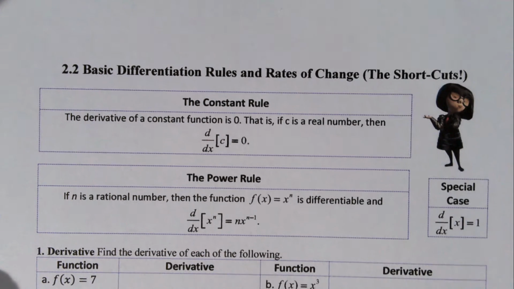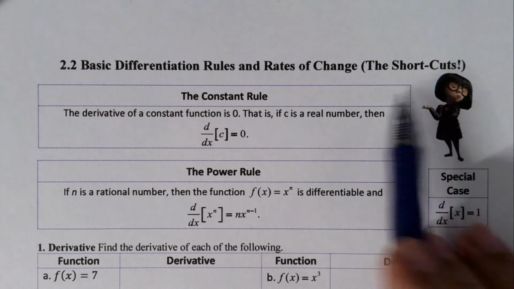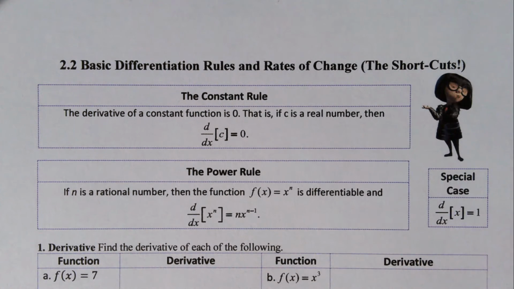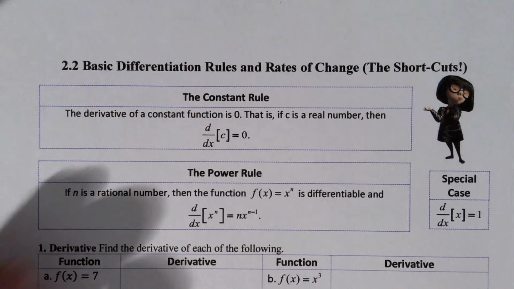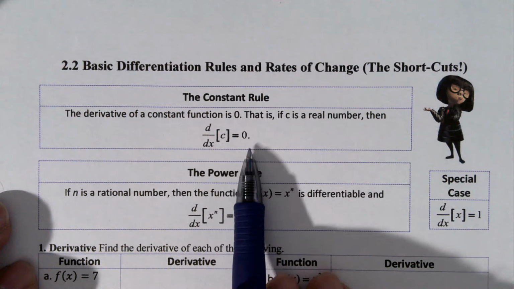We are finally doing the regular derivative. We are finding the regular derivative. Basically the shortcuts, right? We're taking the shortcuts. All right, the constant rule. Constant rule meaning if we're taking the derivative of a constant, the derivative is zero.